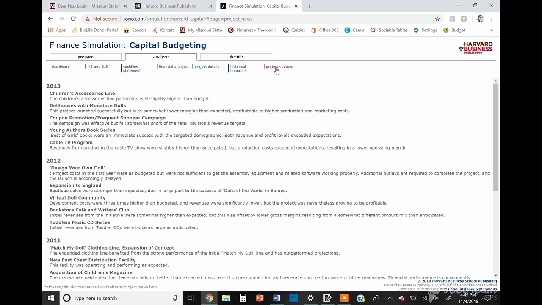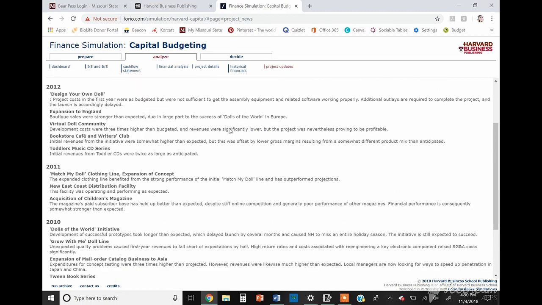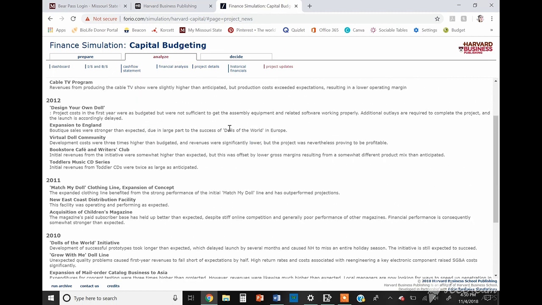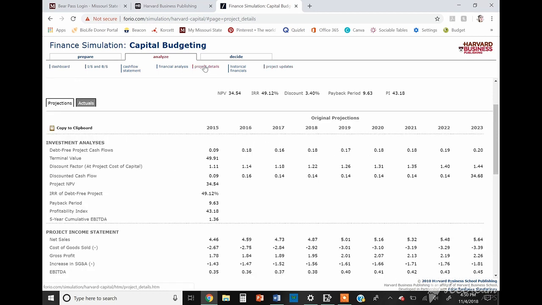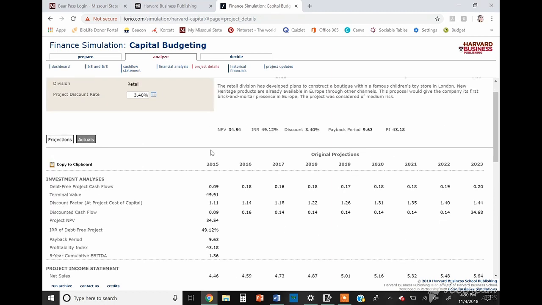Over the 5 years, I chose 21 out of the 27 projects. 8 of these were production projects, 8 were retail, and 5 were licensing. So you can see the projects that I chose here. And the way that I chose all of my projects was based off of one number in particular. So I looked mostly at my terminal value.